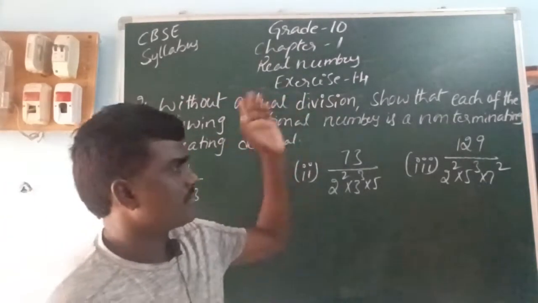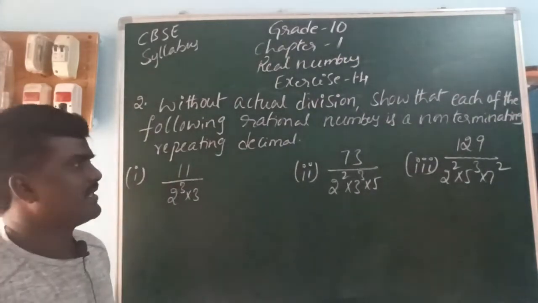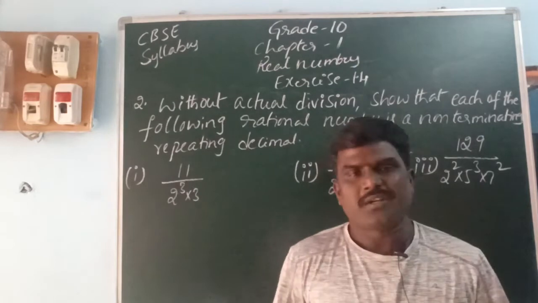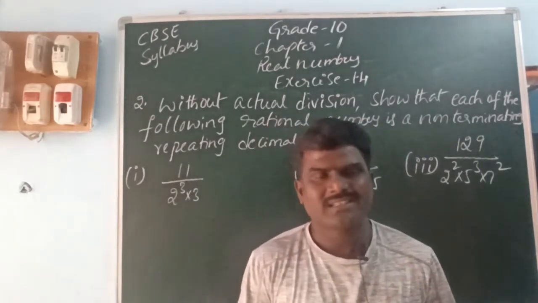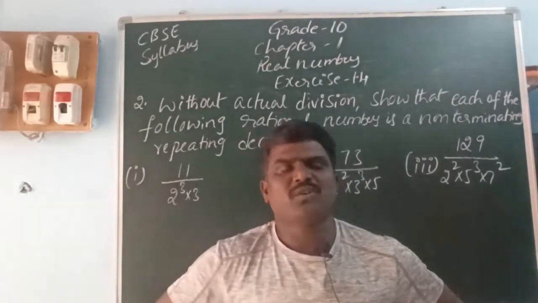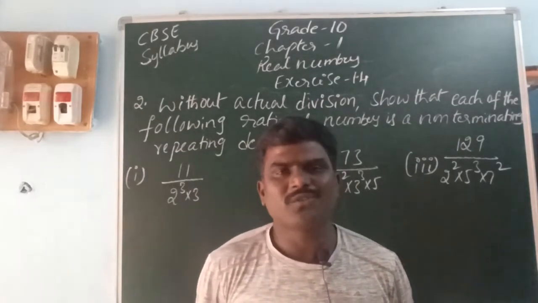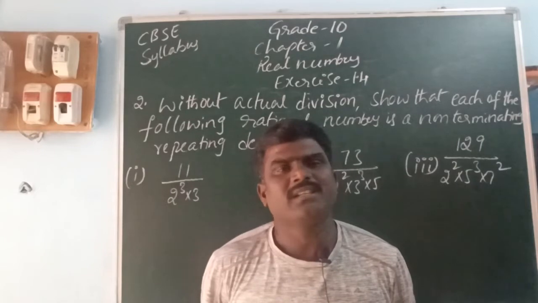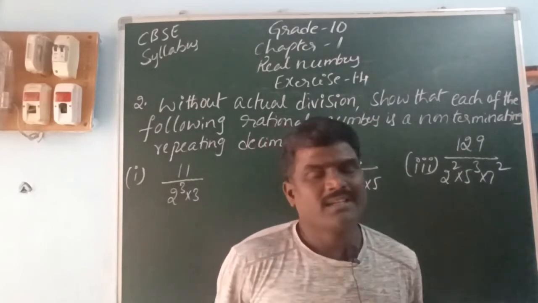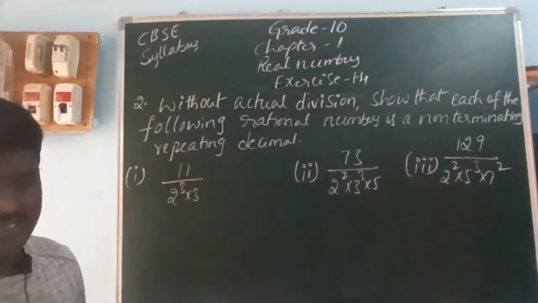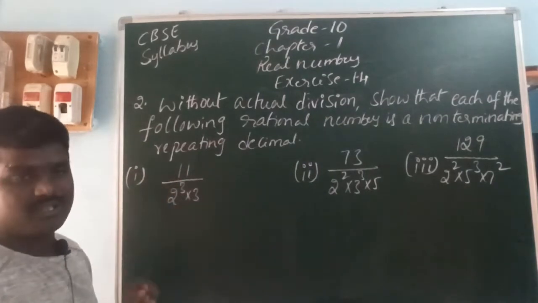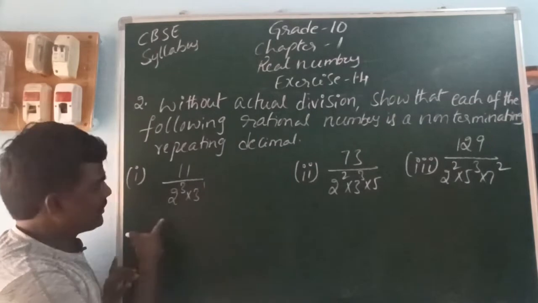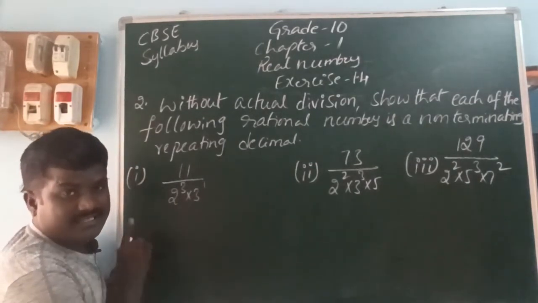Without actual division, show that each of the following rational numbers is a non-terminating repeating decimal. So here, what does non-terminating repeating decimal mean? If the denominator is not in the form of a power of 2, a power of 5, or a power of 10, then the rational number is a non-terminating repeating decimal. See the first one, 11 by 2 cube into 3. Here a power of 2 is there and a power of 3 is also there. So therefore it is a non-terminating repeating decimal.